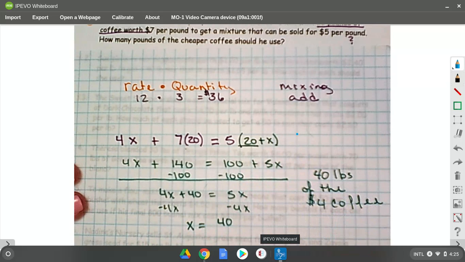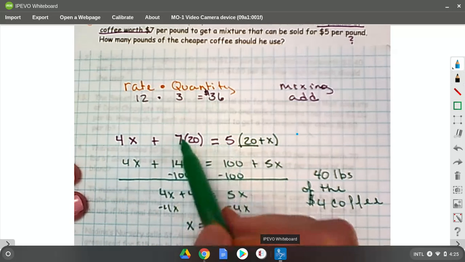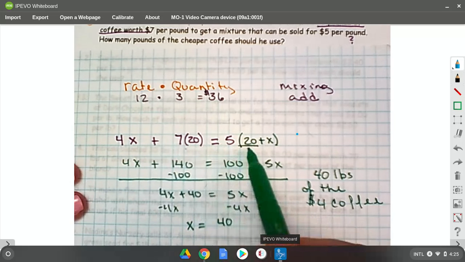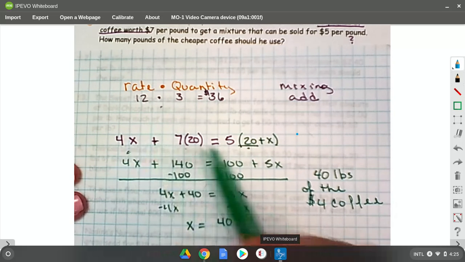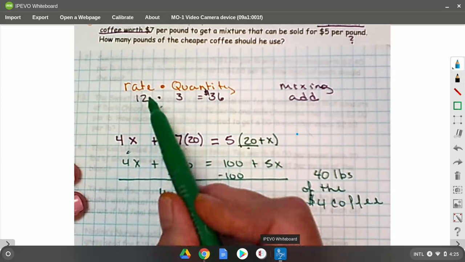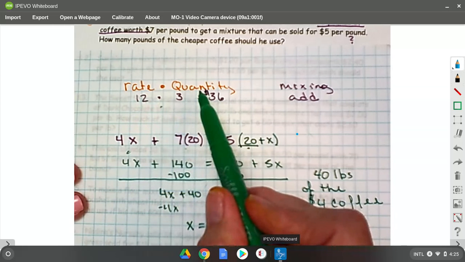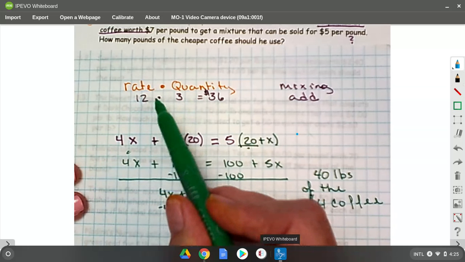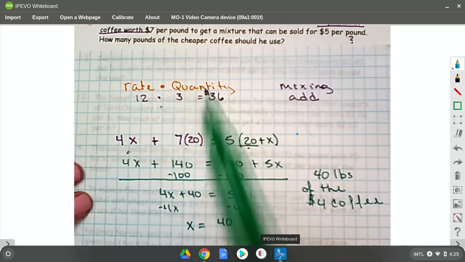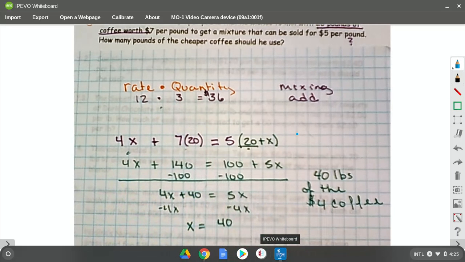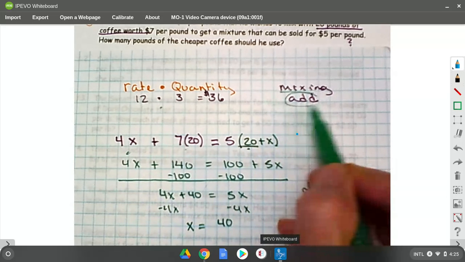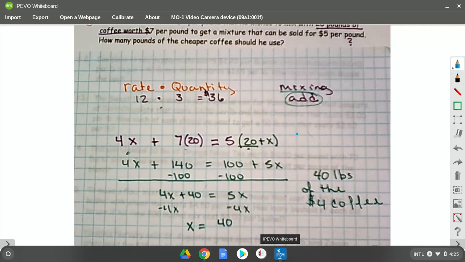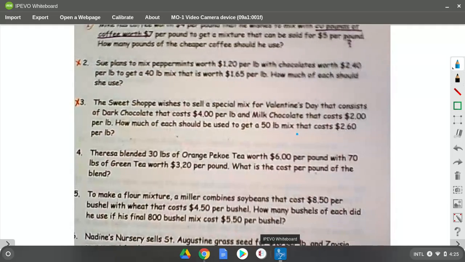Okay, and that's it. It's an addition problem. You're going to have to figure out what your unknowns are, but every term is going to consist of the rate times the quantity. Sometimes the rate is going to be a percentage. Sometimes the quantity is going to be pounds, gallons, hours. And mixture problems are always an addition problem.